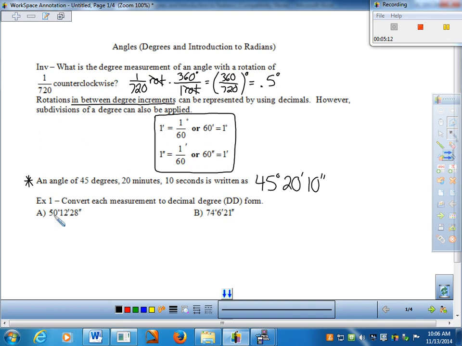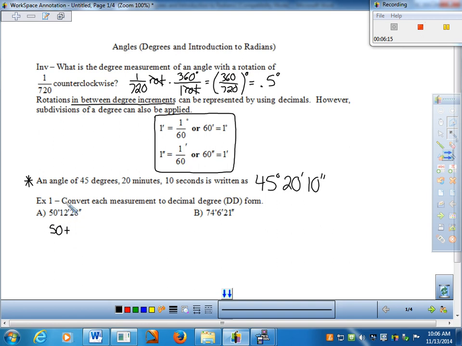So 1A, I have a rotation that is in between the 50th and 51st degree increment, and it reads 50 degrees, 12 minutes, 28 seconds. So what would that look like in terms of decimal degree? Well, let's see how many degrees we essentially have, and that's the idea, is changing all of this to degrees. Well, of course, I have 50 degrees, so we want to have that as our foundation. But then I'm going to add the 12 minutes. And so the question, of course, is how many degrees does this 12 minutes make up?